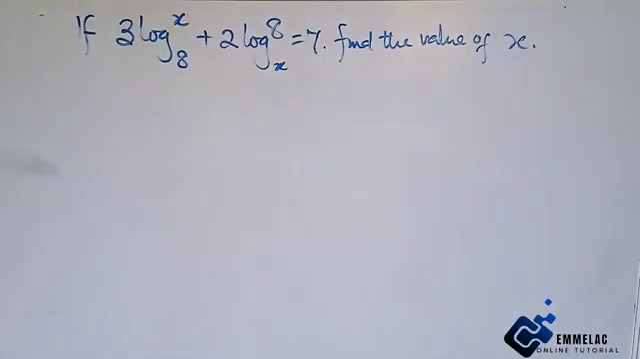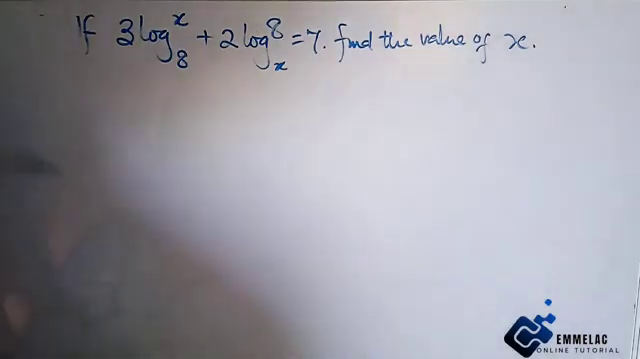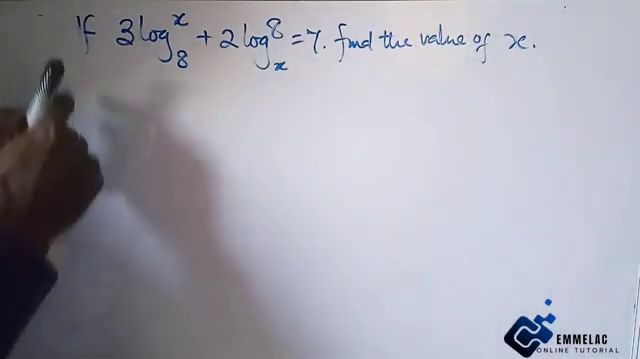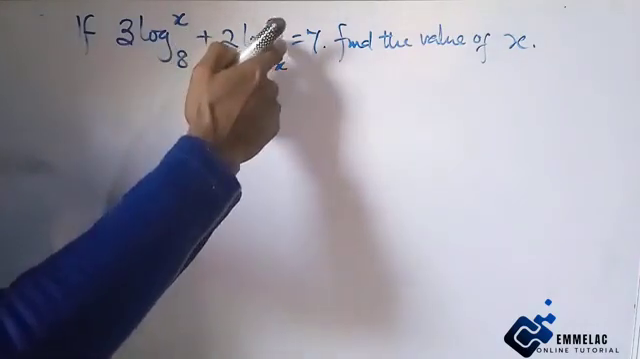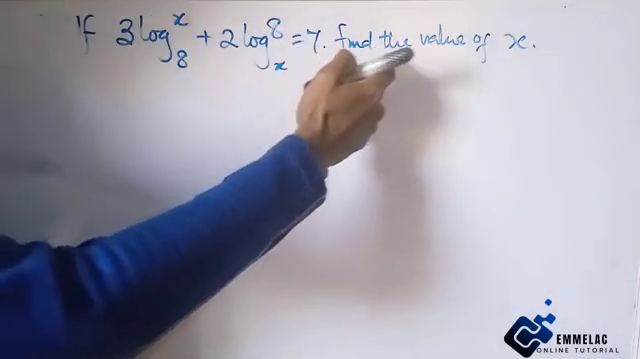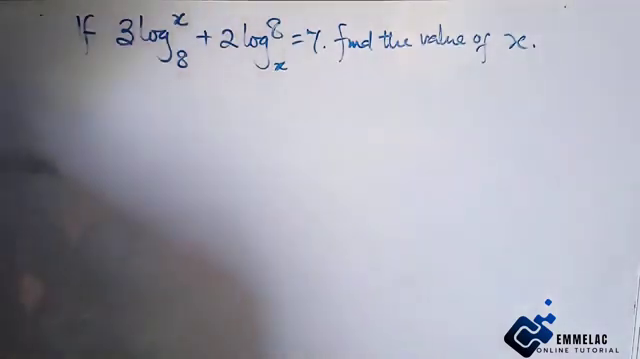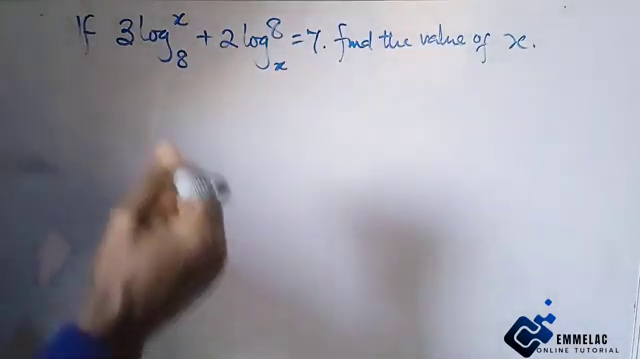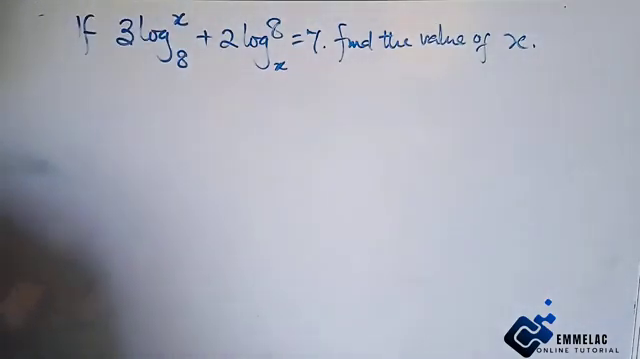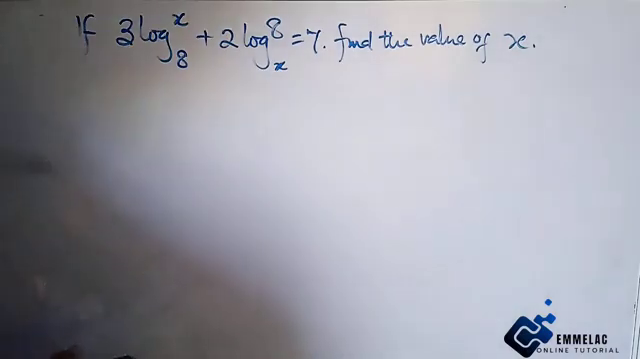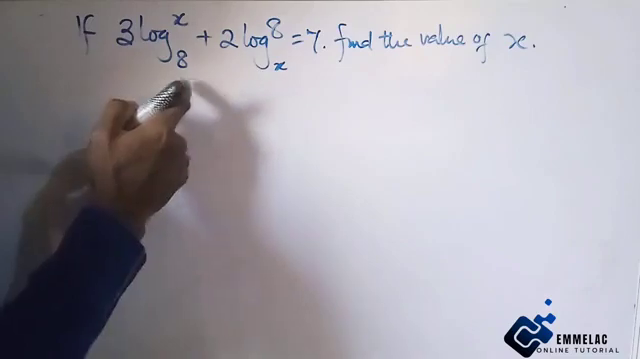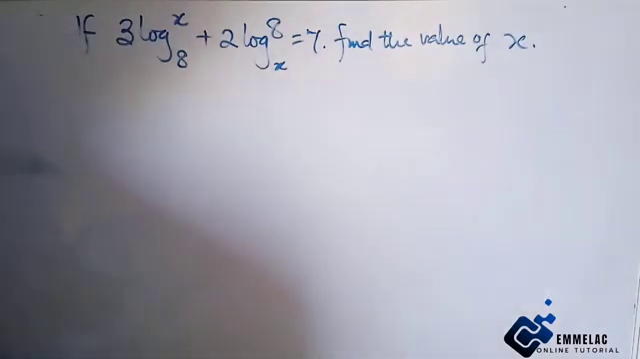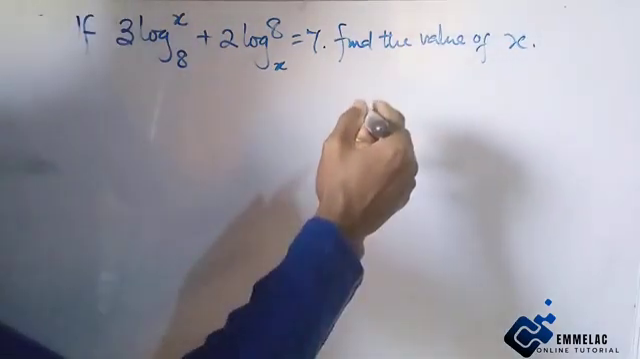Before us is this logarithmic expression, which says if 3 log x base 8 plus 2 log 8 base x equals 7, find the value of x. Okay, what we just need to do here, which is a very simple thing, is let's first of all convert this to a base of 8. And how do we do that?